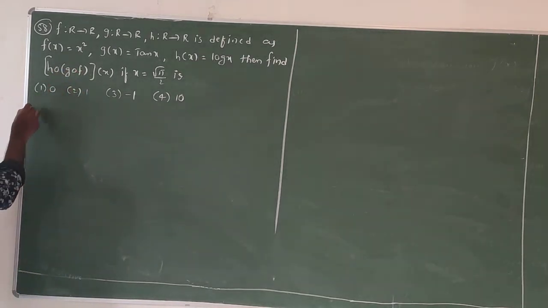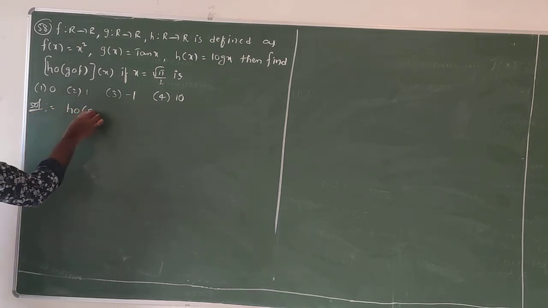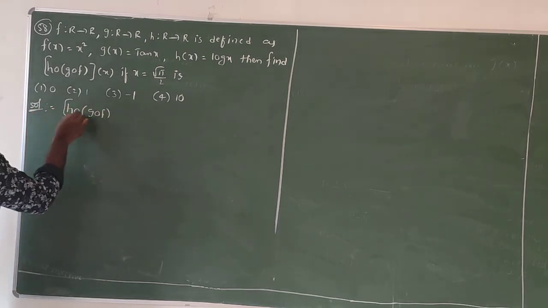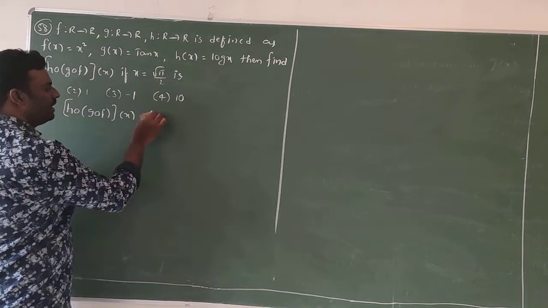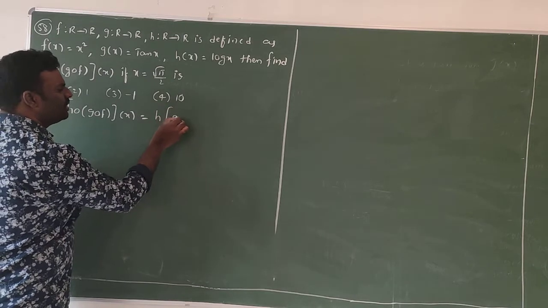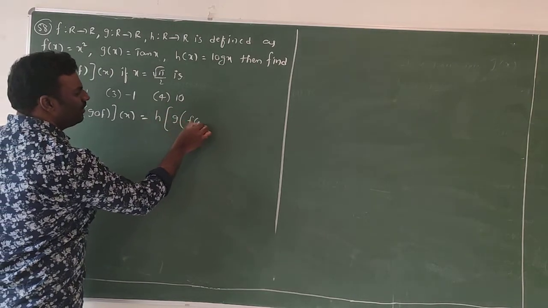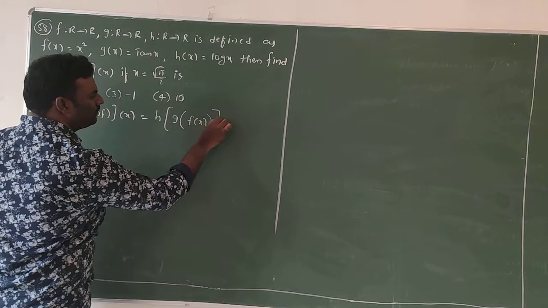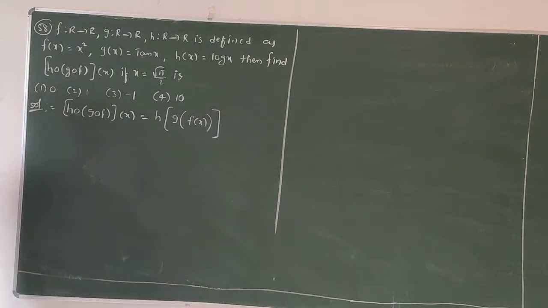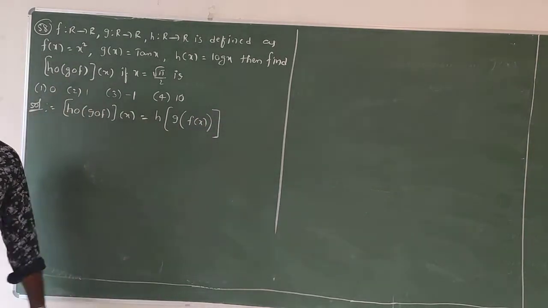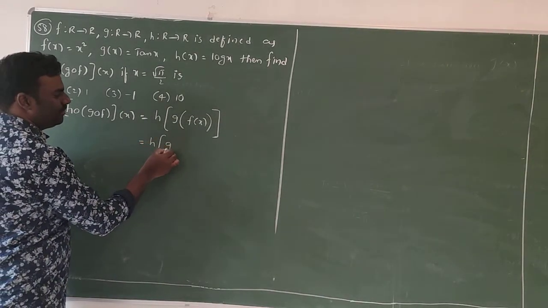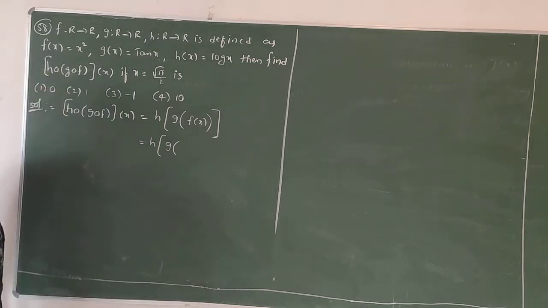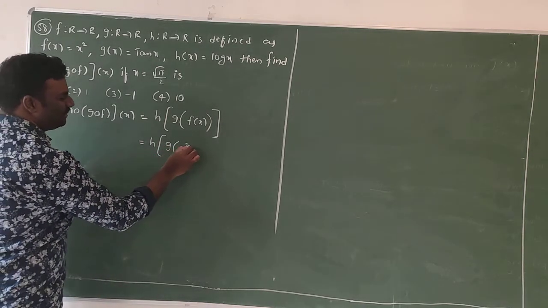Okay, solution. h circle, g circle, f of x, it can be written as h of g of f of x. If you remove circle, instead of circle we need to place bracket. That equals to h of g of, what is the function f of x? f of x is given, that is x square.